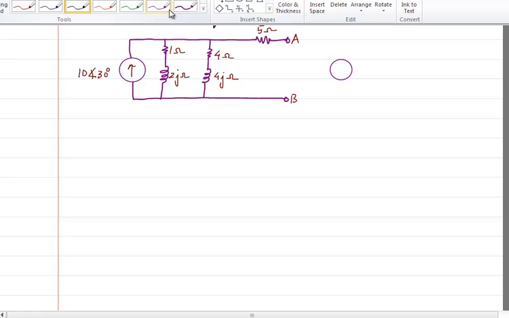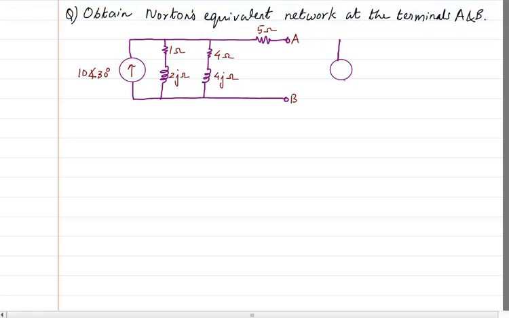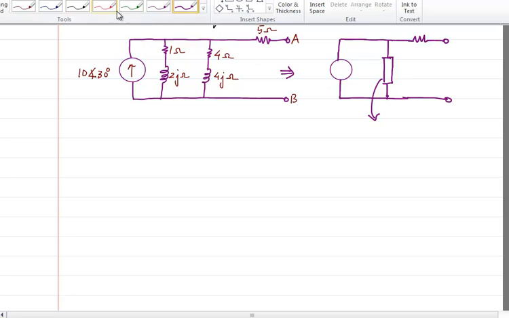How am I going to reduce this whole set is, let me first draw it as a single element, and I will find the value of that element. And then I will keep the 5 ohm resistance here. So I am basically simplifying the circuit into this format. So what is the value of this? That is what we have to see.